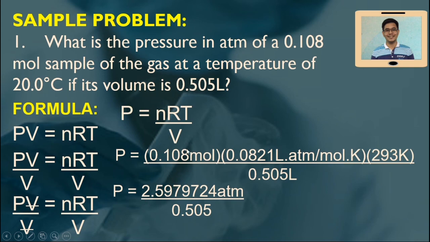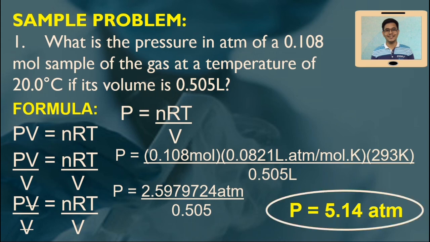So we're going to multiply all these values found on your numerator, which will give you the product 2.5979724 atmosphere kasi kinancelan natin dito. Okay, dito sa taas yung mga unit na yun. So imagine nyo na nakancel ko na dyan. Okay, and then divided by 0.505 and then it will give you our pressure value, which is equal to 5.14 atmosphere. And that is our sample problem under the ideal gas laws.